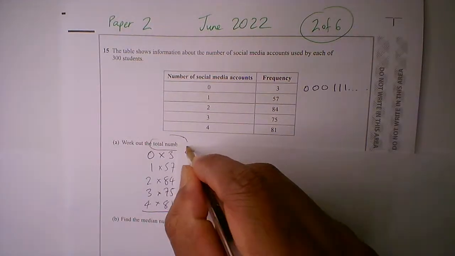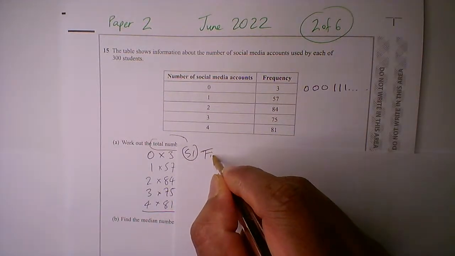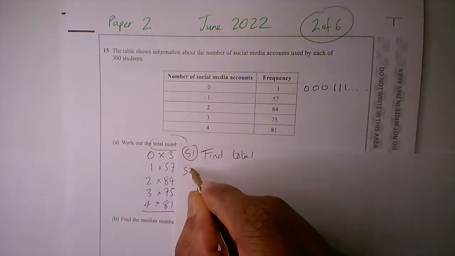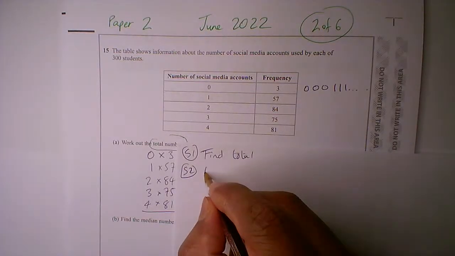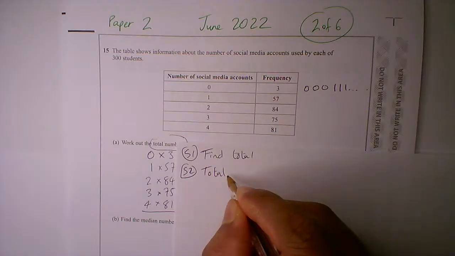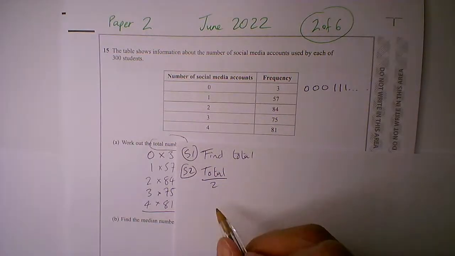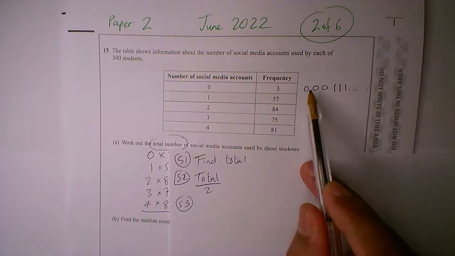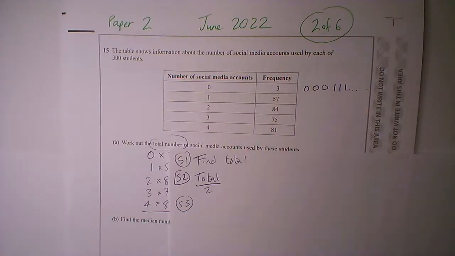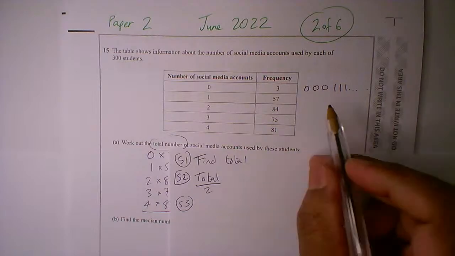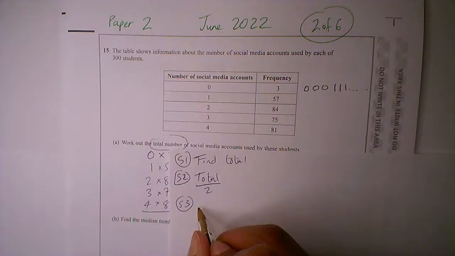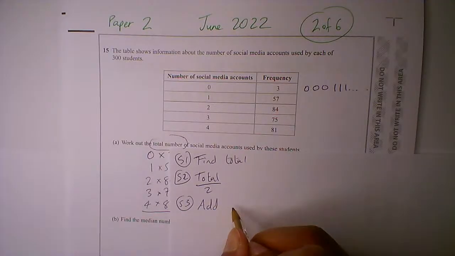So step 1 is find the total. Step 2 is I want to divide the total by 2. Total divided by 2. Step 3 is I want to add my frequencies because I'm kind of looking for the middle number. I divide by 2 to give me the median number, median value. And then I add the frequencies. So step 3 is add frequencies.